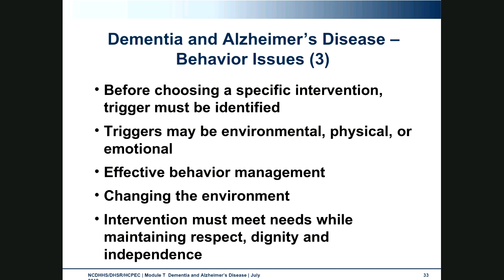So of course, triggers can be environmental, physical, or emotional. Maybe the trigger is they're uncomfortable, and we need to then give them something to make them more comfortable, whether it's an NSAID, a Motrin, or maybe something a little stronger. But the goal is to effectively manage their behavior so they don't hurt themselves or hurt others.